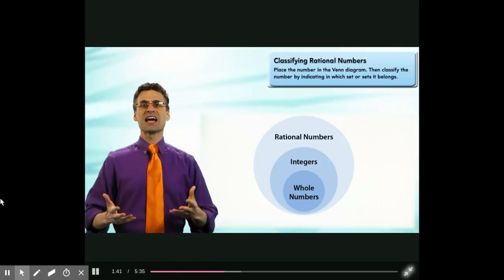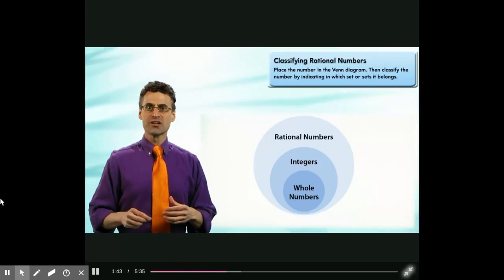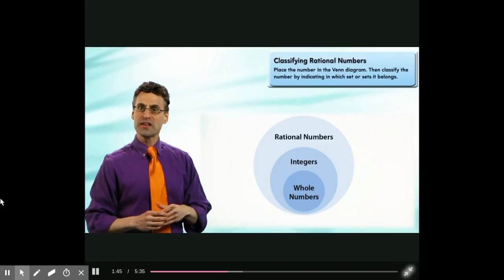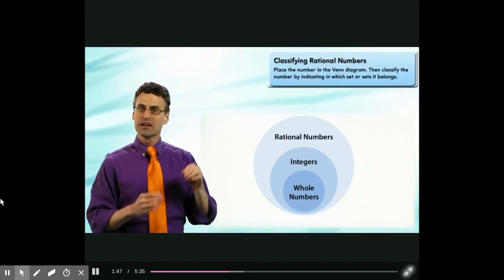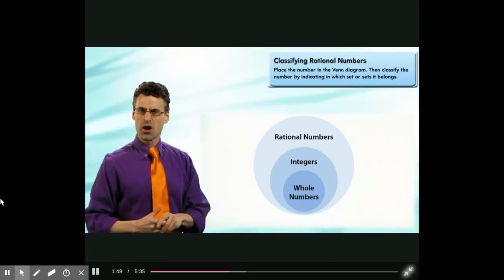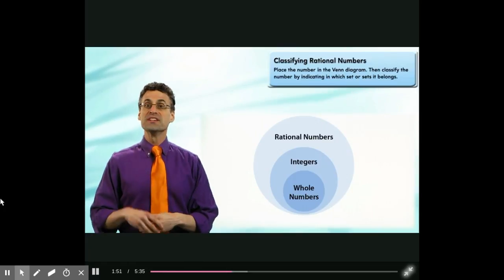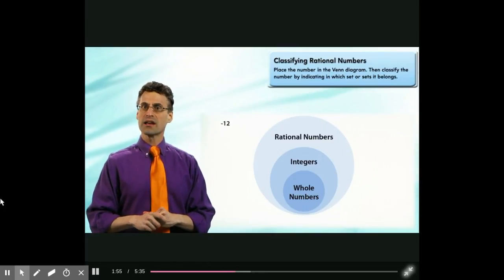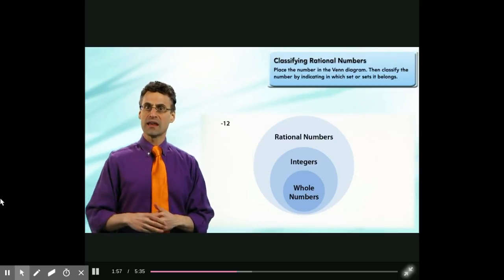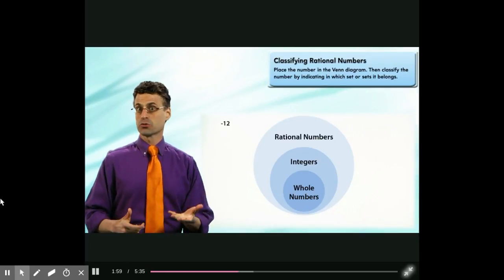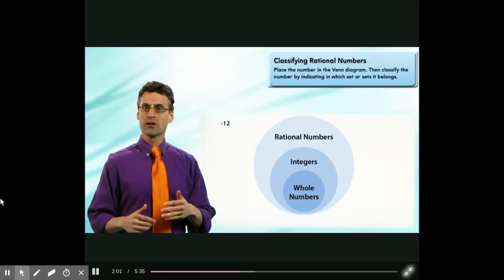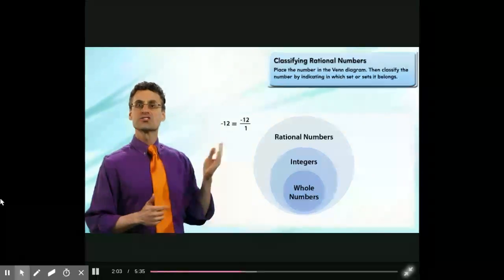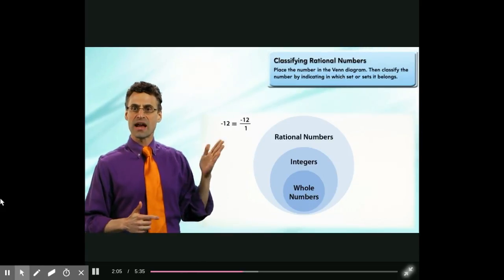So let's just have some fun by looking at certain numbers and seeing exactly where they fit in this Venn diagram. Which little blob do they go in? Let's start off with the number negative 12. All right. Is negative 12 a rational number? Can I write it as a over b, where a and b are integers? Well, of course. Negative 12 is an integer, so I can write it as negative 12 over 1. So therefore, we see that it's a rational number.